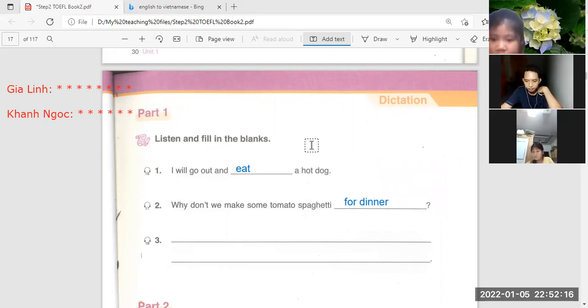Number 3. Mrs. Amy baked a dozen muffins for me as a birthday gift. Okay, one more time. Number 3. Mrs. Amy baked a dozen muffins for me as a birthday gift. Okay, who can write it for me? Number 3. Do you know that?